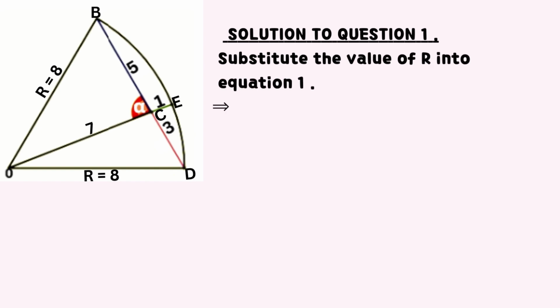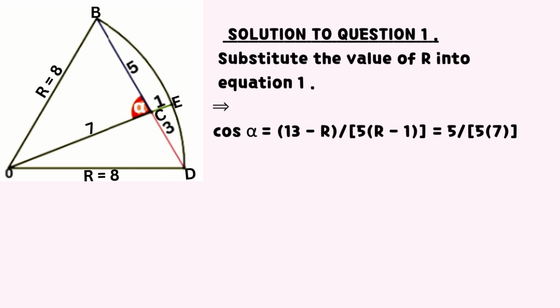Solution to question 1. Substitute the value of R into equation 1. It follows that cosine alpha equals 13 minus R, all divided by the product of 5 and R minus 1, which equals 1 divided by 7. After simplification of substituted values, it implies that cosine alpha equals 1 divided by 7. We call it equation 4.